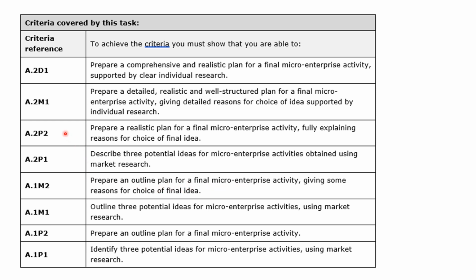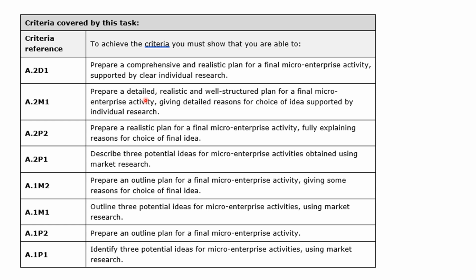Now, here we have a level 2 pass. The plan needs to be realistic. It needs to be able to work, fully explaining what you've done and why you have done it. So this is quite a big deal just to get a level 2 pass. If we wish this to be a level 2 merit, it must be detailed, realistic and well structured. If you follow the assignment brief and you listen to the video, well structured should be quite straightforward. Realistic again, it must work, and detail.